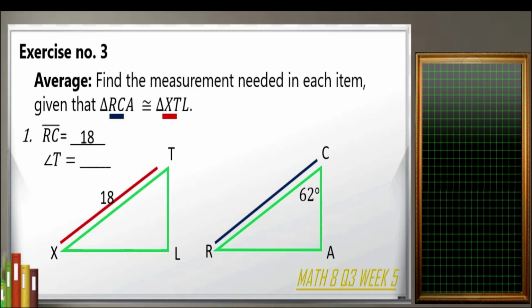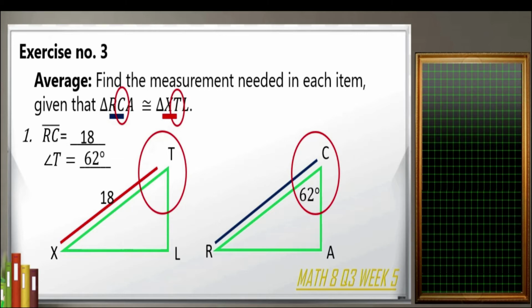And for our angle, angle T is in the middle, so the middle letter of the first triangle is the corresponding angle of angle T, which is angle C. If angle T corresponds to angle C and angle C measures 62 degrees, then angle T also measures 62 degrees.